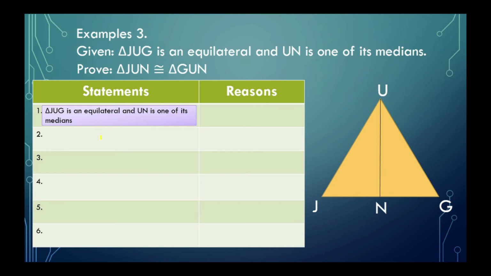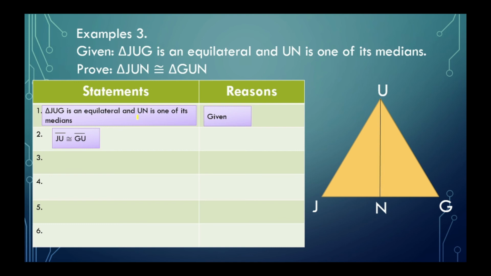Pero pwede nyo rin siyang paghiwalayin, no? Kung gusto nyo na mas itemize, mas maganda yung pagkakasulat nyo ng mga statements. So, pwede rin siyang paghiwalayin. So, reason, given. Now, dun sa statement number 1, meron kaya tayong pwedeng maging conclusion based from triangle JUG is an equilateral or UN is one of its median?